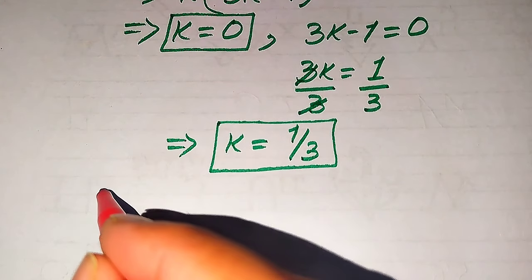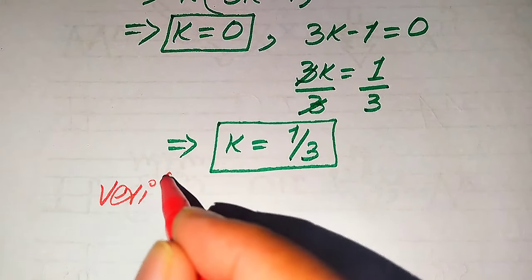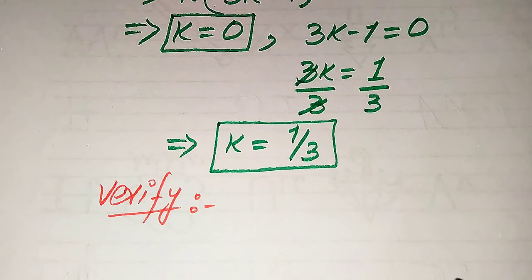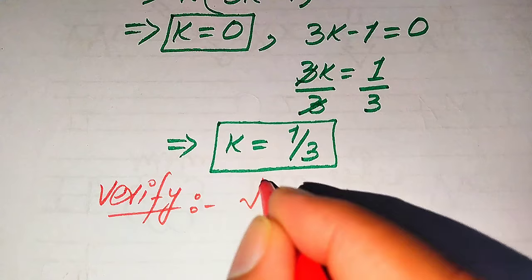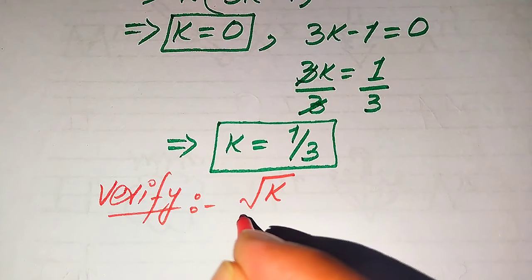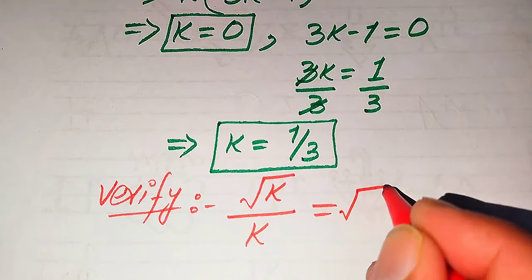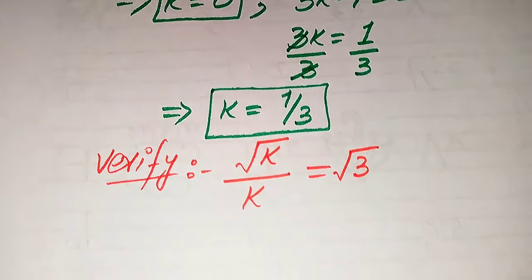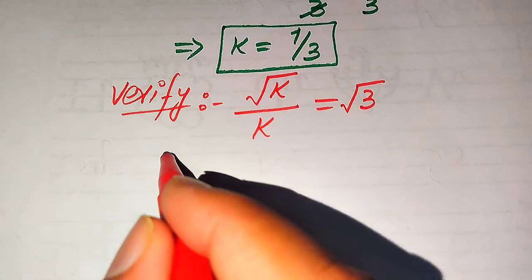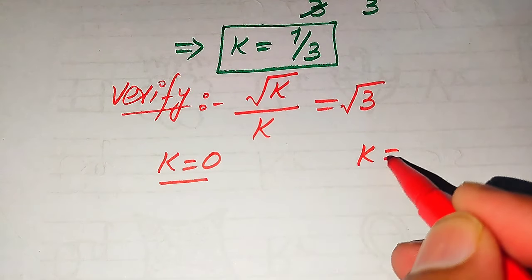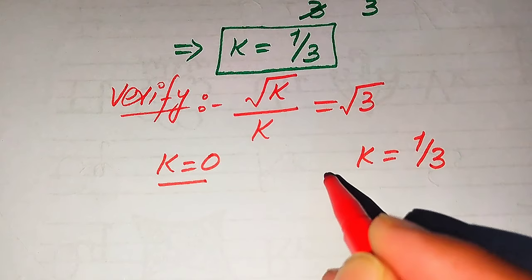In the next step we need to verify whether these two roots of the given equation are solutions or extraneous roots. For verification of the roots we need to copy down the given question statement here, and it is the square root of k divided by k is equal to the square root of 3. Here we first verify the value k is equal to 0 on this side, and we will verify k is equal to 1 over 3 on this side.